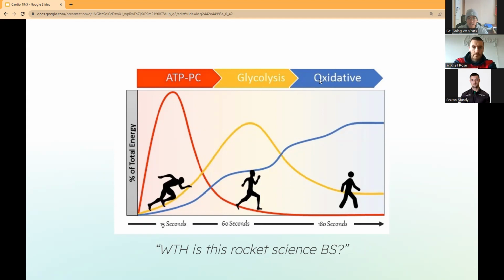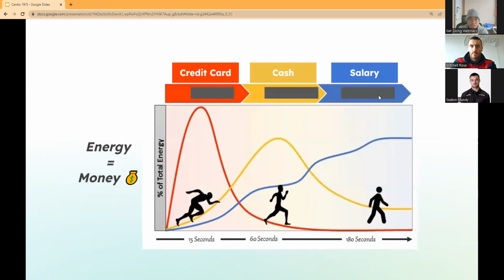There are 3 different systems at play, but I don't want you to remember these scientific names. All I want you to think about here is this instead. I want to use a money analogy here. So we have the credit card system, the cash system, and also the salary system. And then instead of talking about energy production, we're going to talk about money instead, on the y-axis. And at the bottom here, it will just be time elapsed.